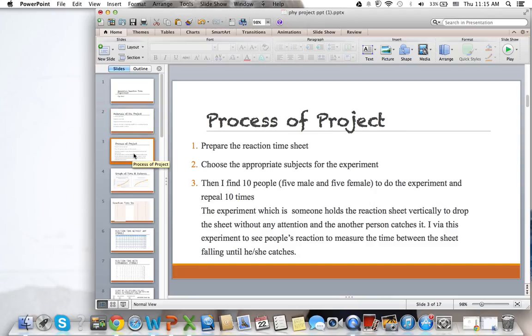The process of the project. First of all, we need to prepare the reaction time sheet. Then I chose appropriate subjects for this experiment. Later, I found 10 people, 5 male and 5 female, to do the experiment, repeating 10 times. In the experiment, someone holds a reaction sheet vertically and drops the sheet without any warning, and the other person catches it. I ran this experiment to see people's reaction time, measuring the time between the sheet falling until he or she catches it.